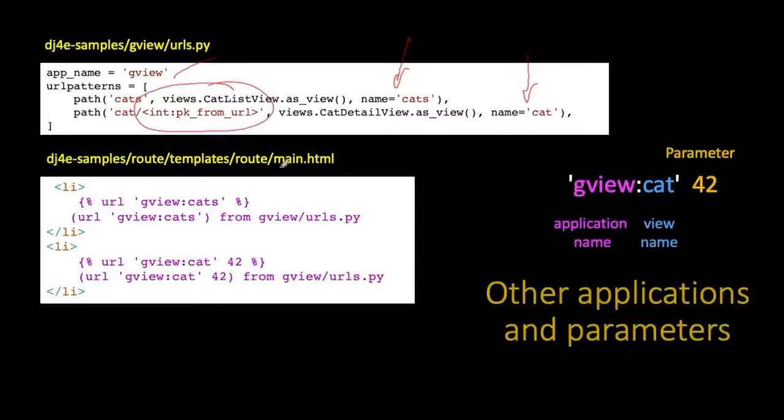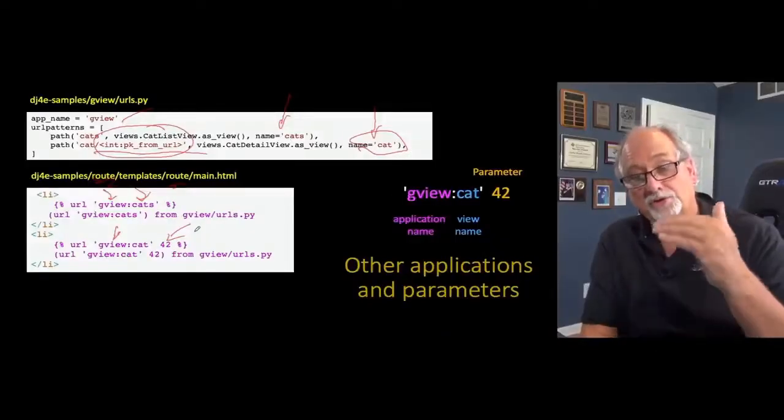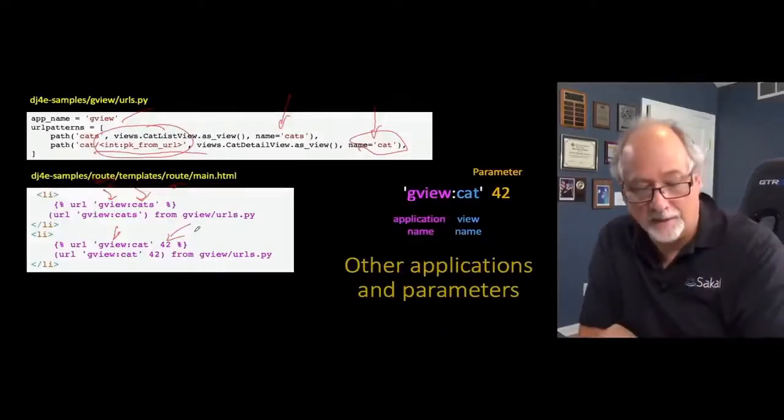And so we're sitting here in the route application, main.html, and we can now create a URL that actually is pointing to another application and a view within that other application. So this is a URL for gview cats, and that'll just look it up. Now we don't even have to know what the URL patterns are inside of gview/cats. Now, we can look at gview_cat, but you'll notice that this has a parameter, and so we actually have to add a second parameter, which is that 42 number. And so this will generate the URL straight to the detail page for a single cat.